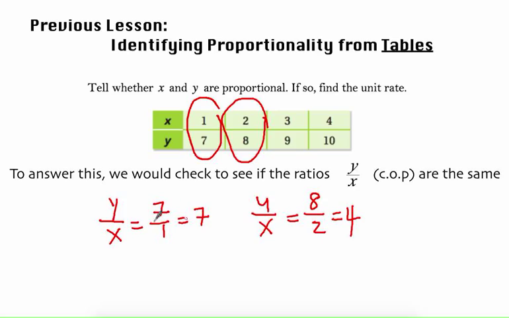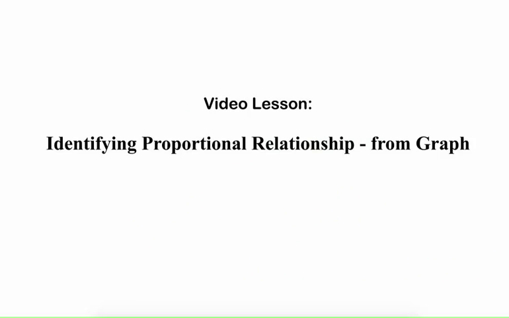And since the ratios of y over x are not the same, because 7 does not equal 4, this relationship is not proportional. And again, that's because the ratios of y over x are not the same, or you can also say that the constants of proportionality are not the same. So this was the type of problem that we were doing previously. Now we're going to be looking at proportionality from graphs.